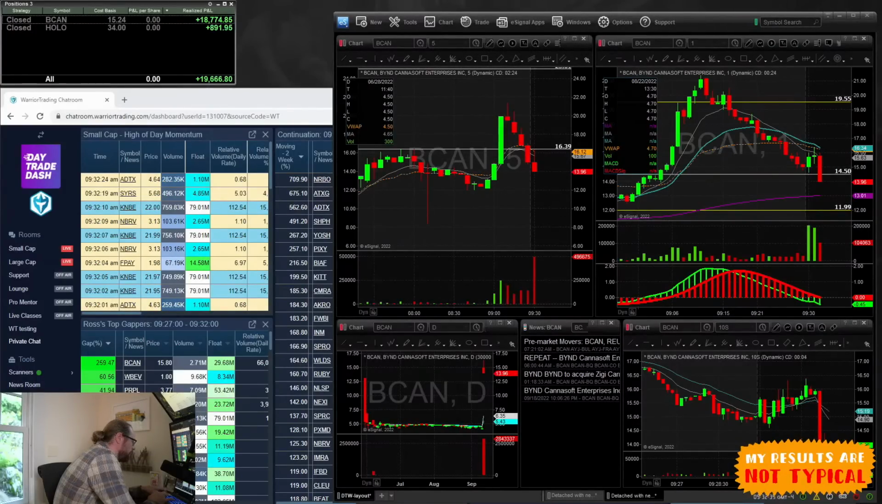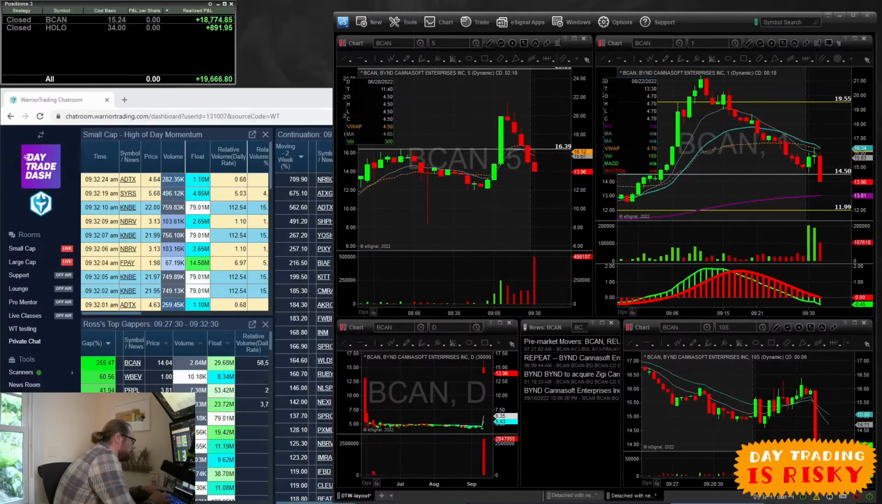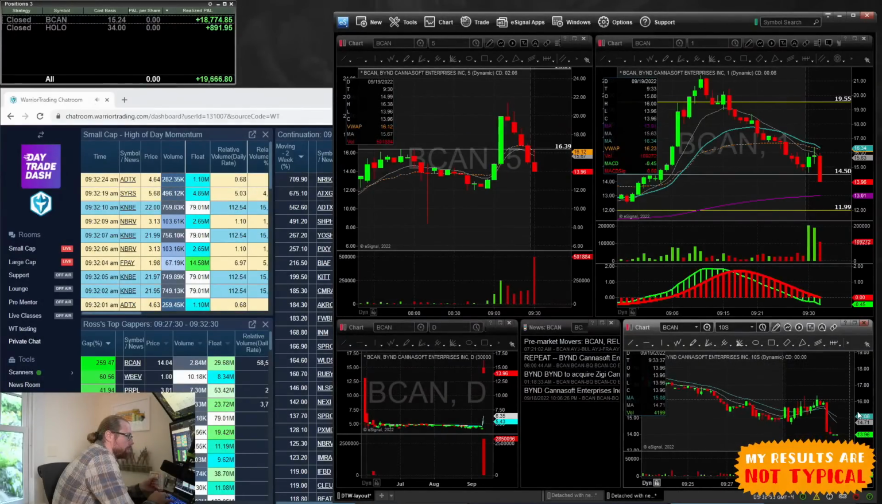Watch for possible false halts. That was close. It started to thin out there. That almost did a false halt. It was really close. And now it's showing a $12.20 resumption.